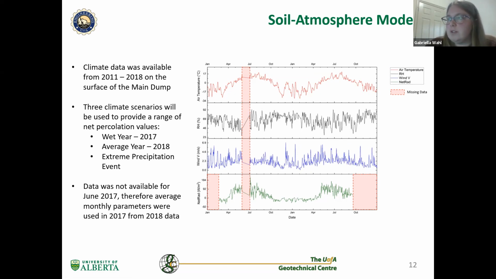So for the meteorological data, I replaced the June of 2017 with average monthly parameters taken from 2018 data. That was the closest I could get for an approximation. And for the precipitation, I knew the cumulative precipitation that happened in June. So I applied that as an even rainfall intensity over the entire month of June.